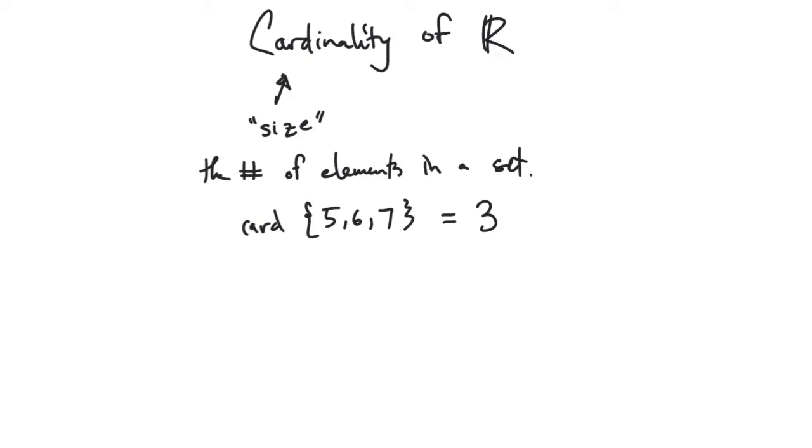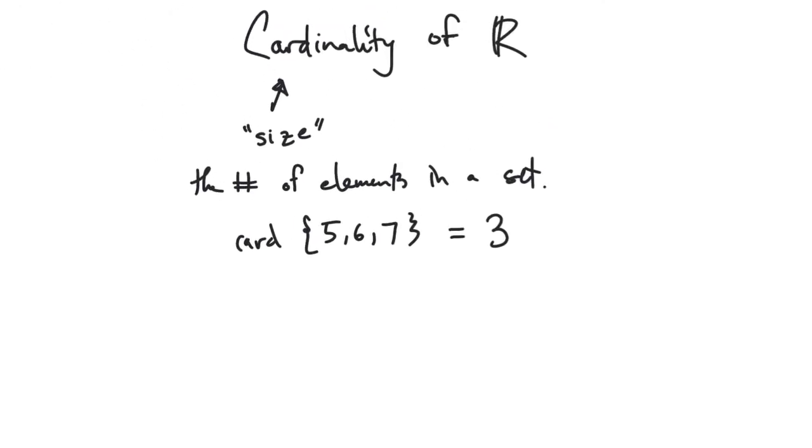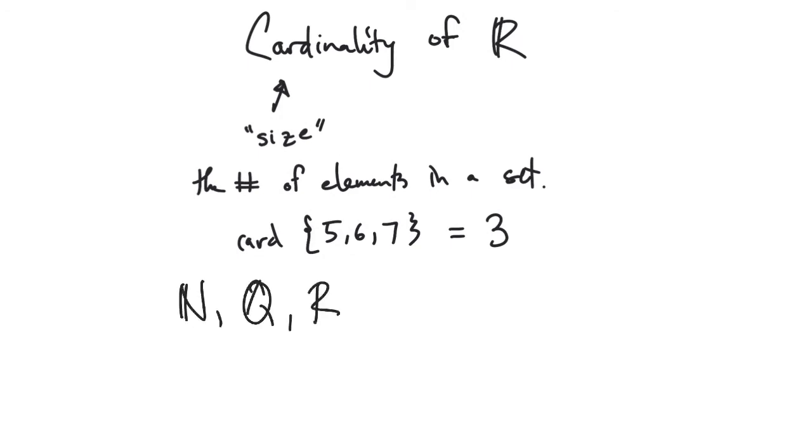Now, this number can be finite, like a number, but the cardinality is not always a number, because sometimes you can have a set which is infinite, right? It has infinitely many elements. So sets like, for example, N, Q, R, these all have infinite cardinality, as we all know, because they are not finite sets, right? These all have infinite cardinality.